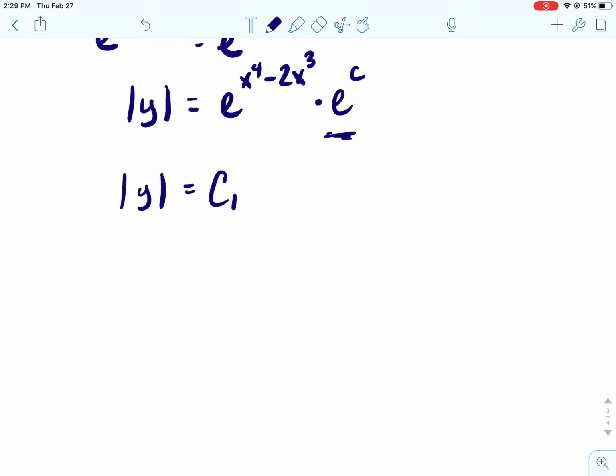So I'm going to call that c sub 1, times e to the x to the 4th minus 2x to the 3rd. There's a whole bunch of raised to the in this problem. So this right here became a different constant that's being multiplied by the e. That's kind of weird.